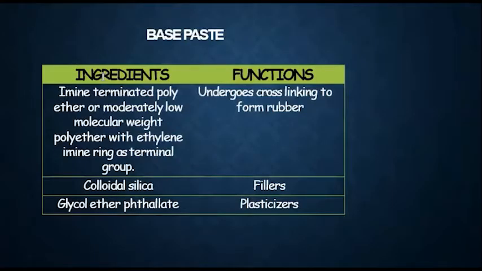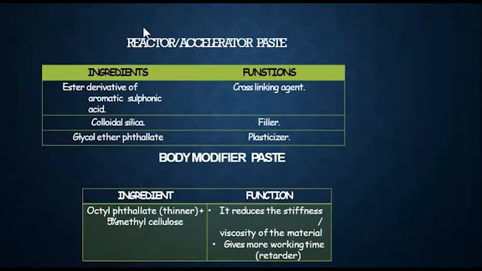So, ingredients, base phase consists of imine terminated polyether or moderately low molecular weight polyether with ethylene imine ring as the terminal group. Then have colloidal silica filler and plasticizer present here is glycol ether phthalate. Then the reactive base consists of ester derivative of aromatic sulfonic acid. Then you have colloidal silica and glycol ether phthalate. The extra with modifier or thinner base consists of octyl phthalate. It reduces the stiffness or the viscosity of material and gives more working time.